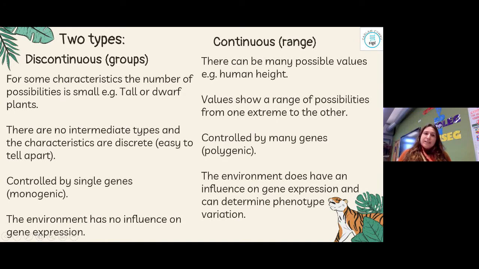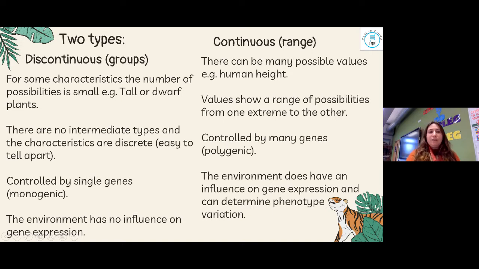The other thing about discontinuous variation is there are no intermediate types. What this means is they're groups. You don't have a mixture. And what WJC calls this is discrete, which actually means easy to tell apart. Okay, so the use of that word can be a little confusing. What it means is that it's easy to tell them apart. So I know it's easy to tell apart brown eyes from blue eyes, for example.